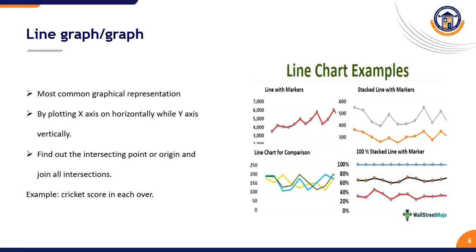Next, we see the line graph. It is the most common graphical representation, plotting the x-axis horizontally and the y-axis vertically. Find the intersecting points and join all of them. For example, we know about the cricket scoring each over; that is a representation we already know. Here is an example of a stock market line chart. You should note it down.